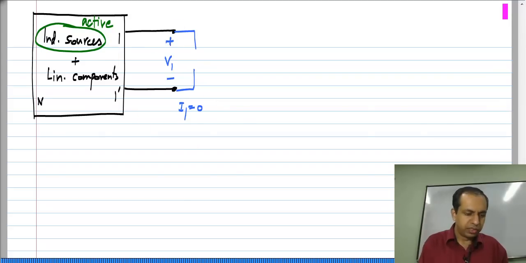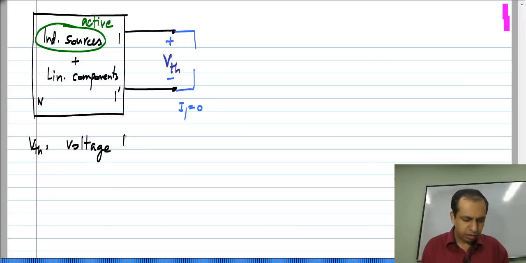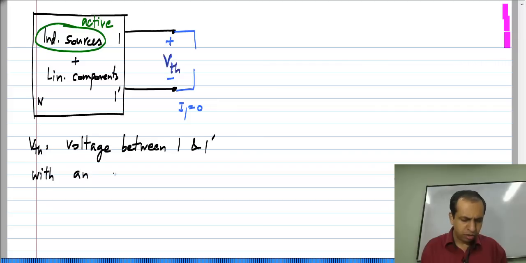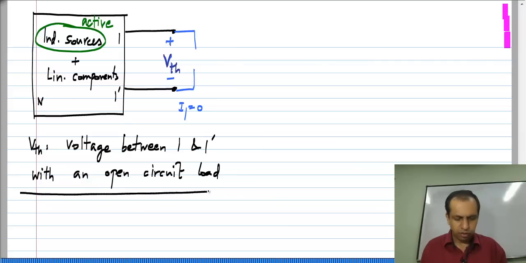Okay. And let me call this voltage V T H. I will explain the terminology later. Basically, what is V T H? It is the voltage between 1 and 1 prime with the specified polarity, of course. When you specify a voltage, you also specify the polarity. Okay, you have an open circuit between 1 and 1 prime. That is, you can think of it as an open circuit load, it is not loaded at all. Okay. And then measure the voltage across this with the independent sources in the circuit being active.